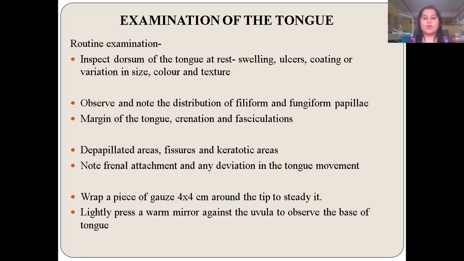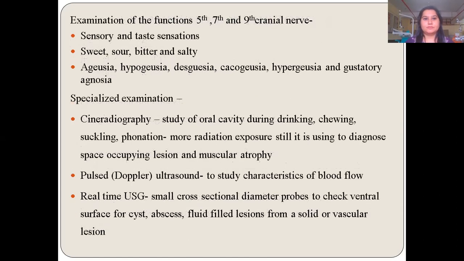You have to wrap a piece of gauze around 4 by 4 centimeters in size around the tip to properly steady the tongue between your fingers so that you can observe it properly. Lightly press a warm mirror against the tongue to observe the base of the tongue. Now, how to examine the functions of the fifth, the seventh, and the ninth cranial nerves, which are responsible for sensory and taste sensations, as I've already told you: sweet, sour, bitter, and salty taste.